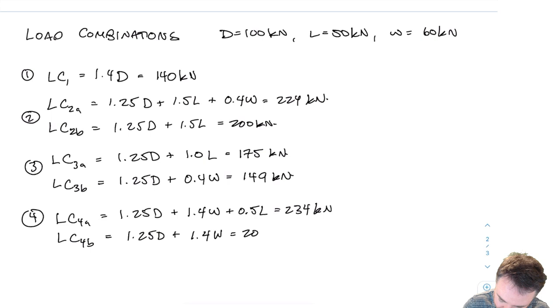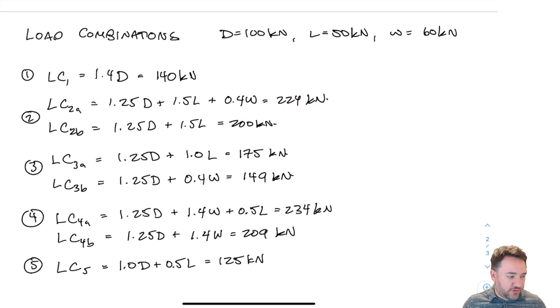Okay, load case number five is for earthquake generally. So this is also one where I just have a 1.0 dead plus the companion load by itself. Okay, so now that we have the load cases, we can look at the K factors and see which K would apply to each of these load cases.